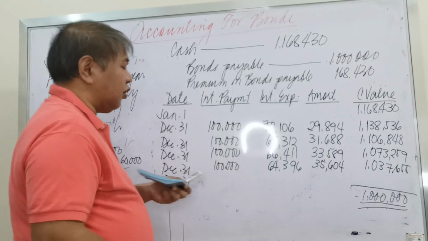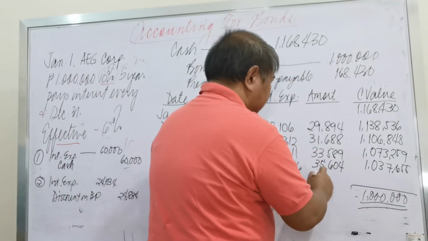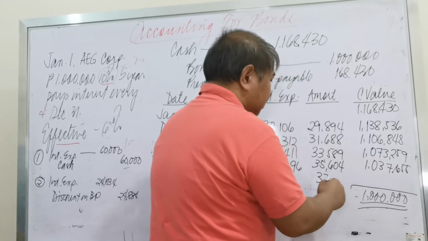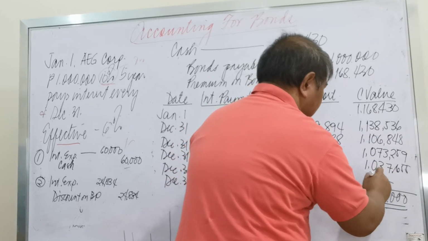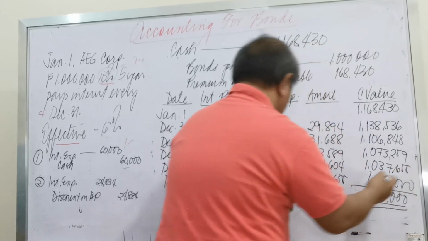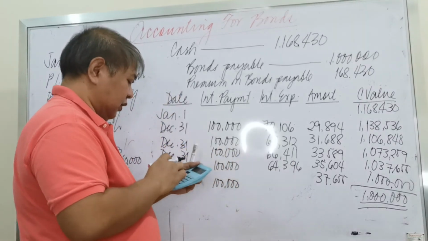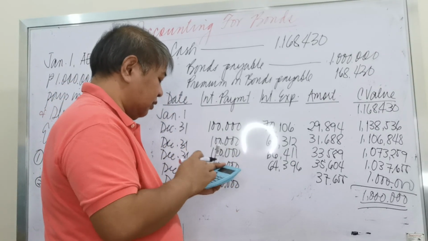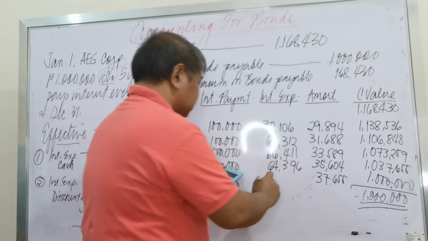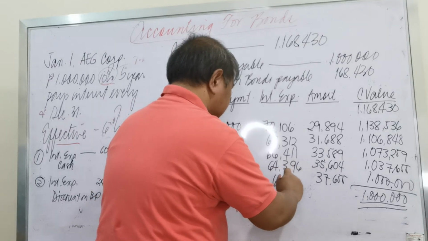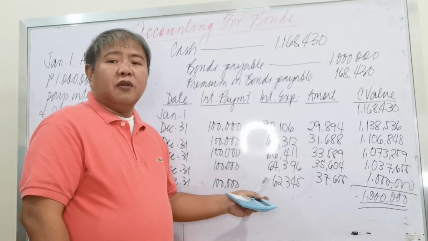So therefore, what we need to deduct is 37,655. We'll just adjust it on the last year. So this will become 1 million. So therefore, this is 100,000. So 100,000 minus 27,655. So this becomes 62,345. Okay? So we have here now the amortization table for this problem.